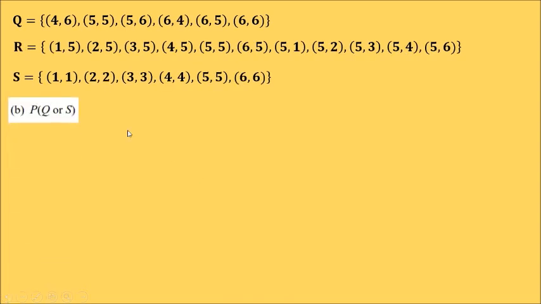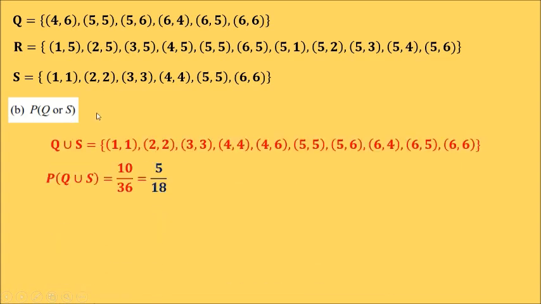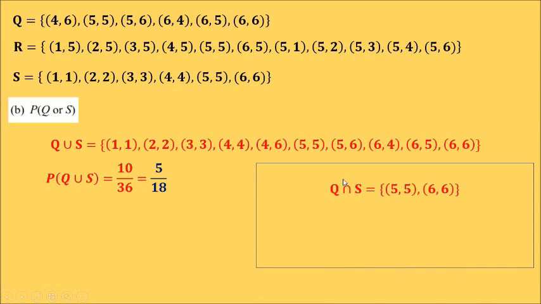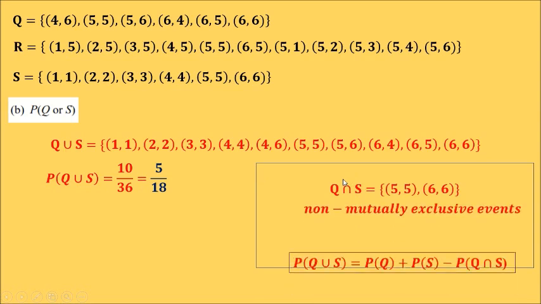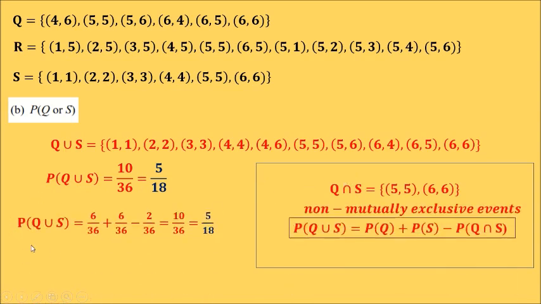Okay, B, probability of Q or S. We list down all the possible outcomes. Here 10 over 36. Then we simplify. Q and S are also non-mutually exclusive events. Then when we use the addition rule, we will get the same value.